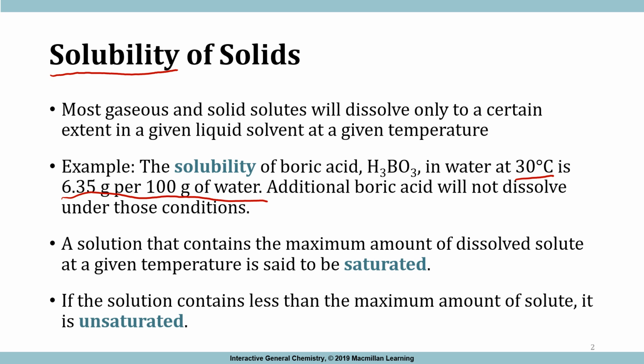So a solution that contains the maximum amount of dissolved solute at a given temperature is said to be saturated. So if I had 6.35 grams per 100 grams of water at 30 degrees, then it would be considered saturated. If the solution contains less than the maximum amount of solute, it is unsaturated. So let's say I added only 3 grams of boric acid to 100 grams of water at 30 degrees Celsius. Well, technically we could add more boric acid to dissolve. That would be considered unsaturated.